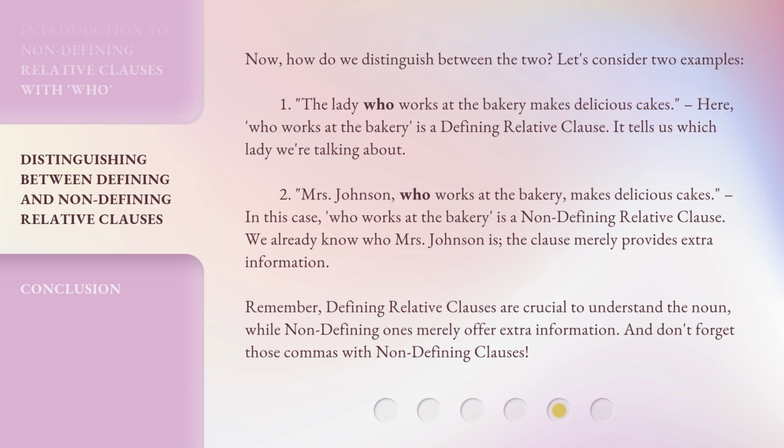2. Mrs. Johnson, who works at the bakery, makes delicious cakes. In this case, who works at the bakery is a non-defining relative clause. We already know who Mrs. Johnson is. The clause merely provides extra information. Remember, defining relative clauses are crucial to understand the noun, while non-defining ones merely offer extra information. And don't forget those commas with non-defining clauses.